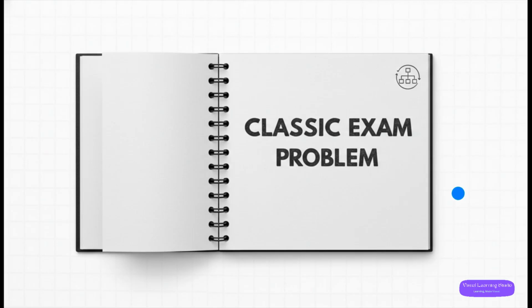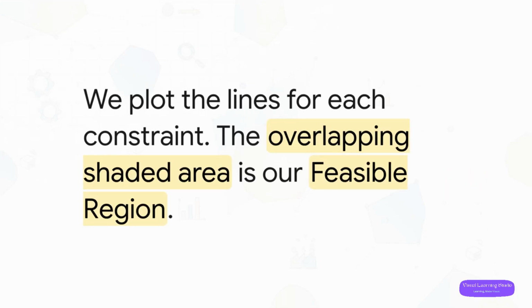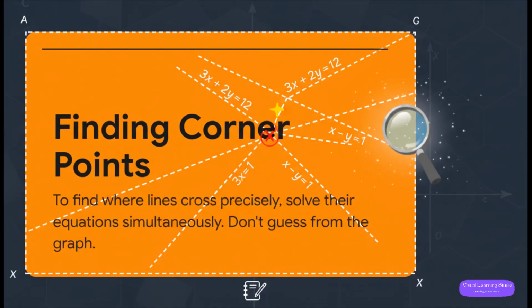Okay, theory's great. Let's see how this actually works with a classic exam problem. So our goal here is to get the biggest z possible, but we have to play by these rules. First up, we graph the lines for our constraints to find that all-important feasible region. Now this is key. To find exactly where lines cross, solve the equations.